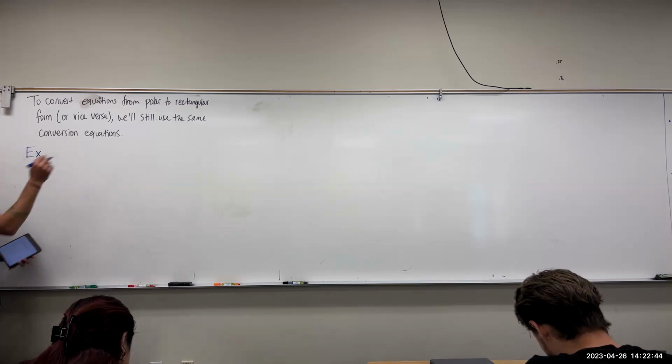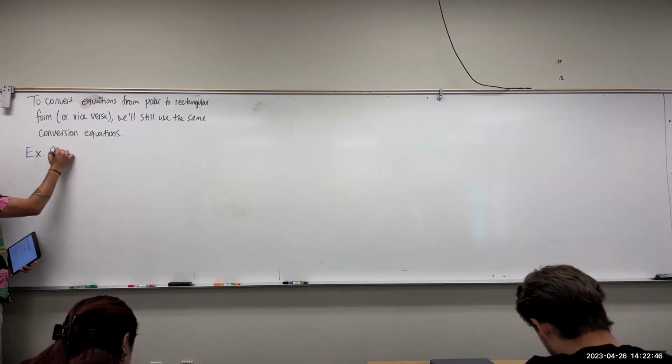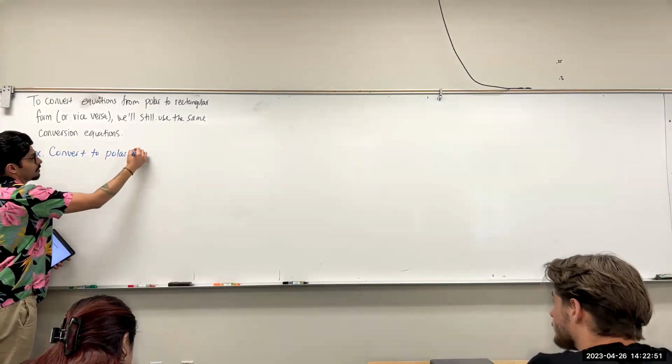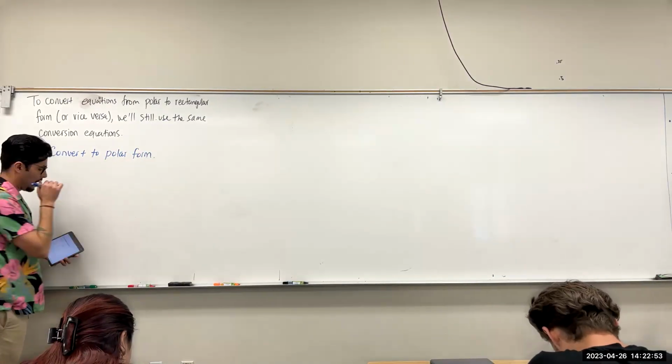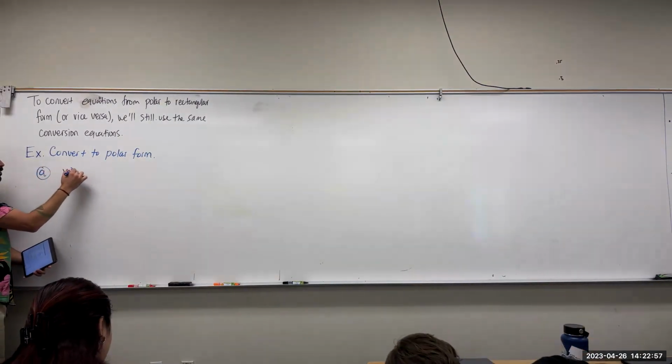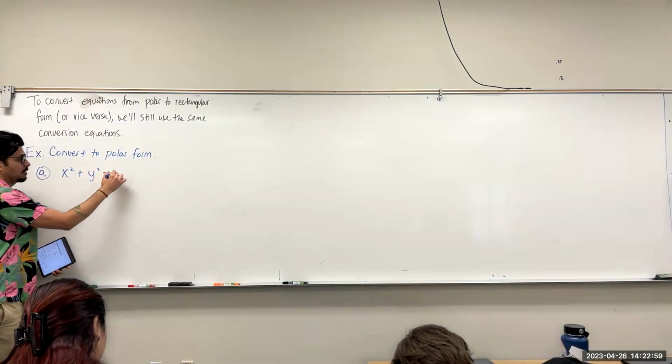And so let's start with the ones that I showed you guys on Desmond. The homework will say convert to polar form. And let's do the first one, which is the circle of radius 5. This guy here.